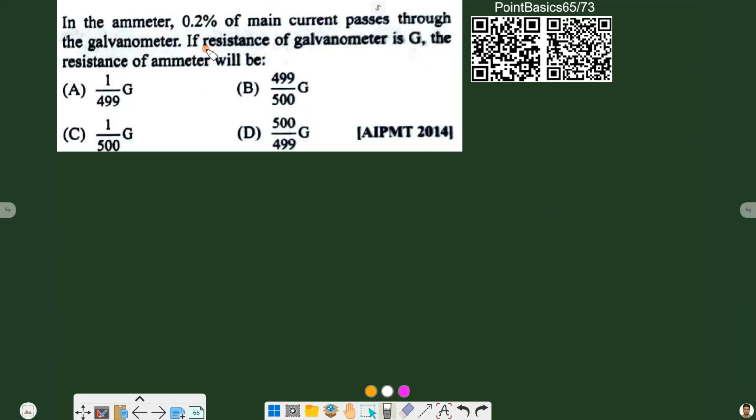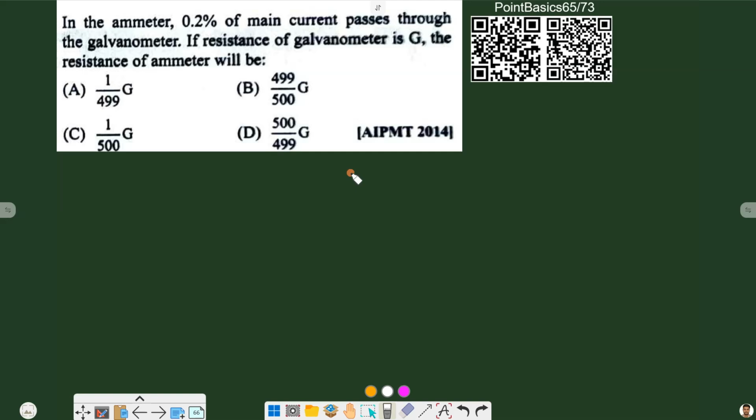In an ammeter, 0.02% of the main current passes through the galvanometer. If the resistance of the galvanometer is G, the resistance of the ammeter will be? So we have to find out the resistance of the ammeter. For that, we need to calculate the total resistance of the circuit.